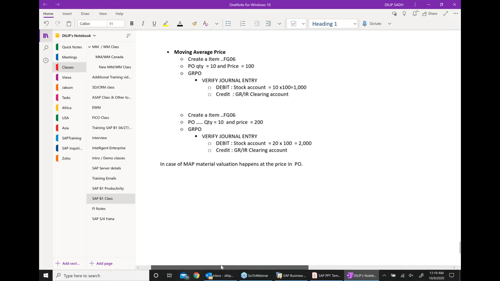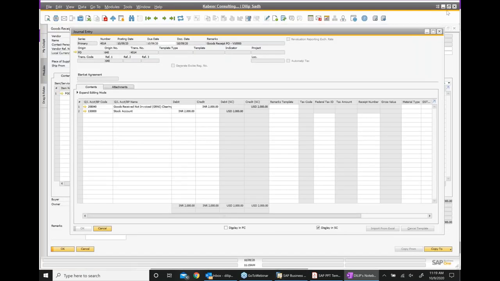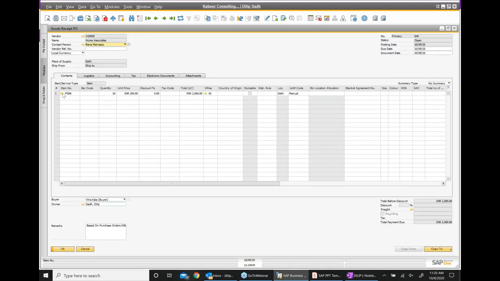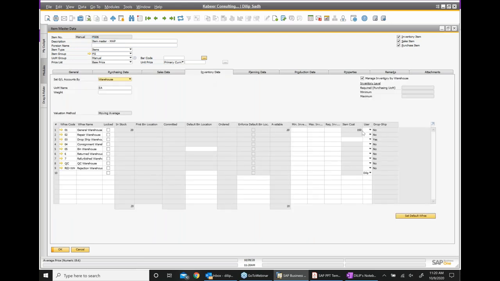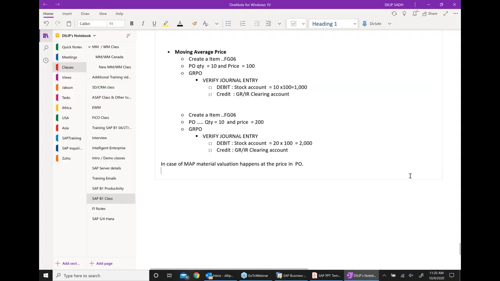Okay, so that is the moving average price. And then if I go back here, and if you go to inventory, now what is the item cost? 150. Why did it become 150? Item cost becomes 150 because of the weighted average.